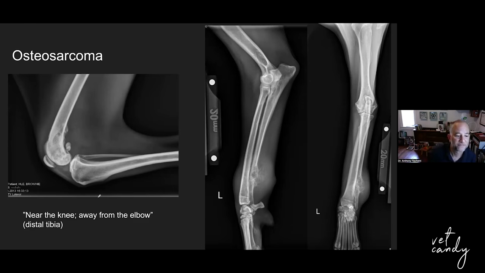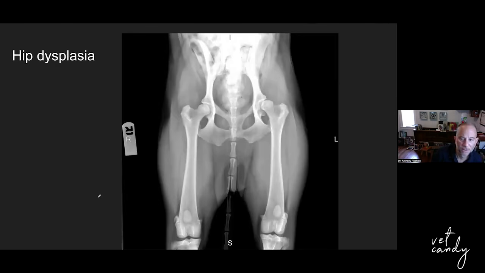So yeah, distal femur, distal radius, proximal humerus. Don't forget the distal tibia. Okay. Hip dysplasia, oh man.